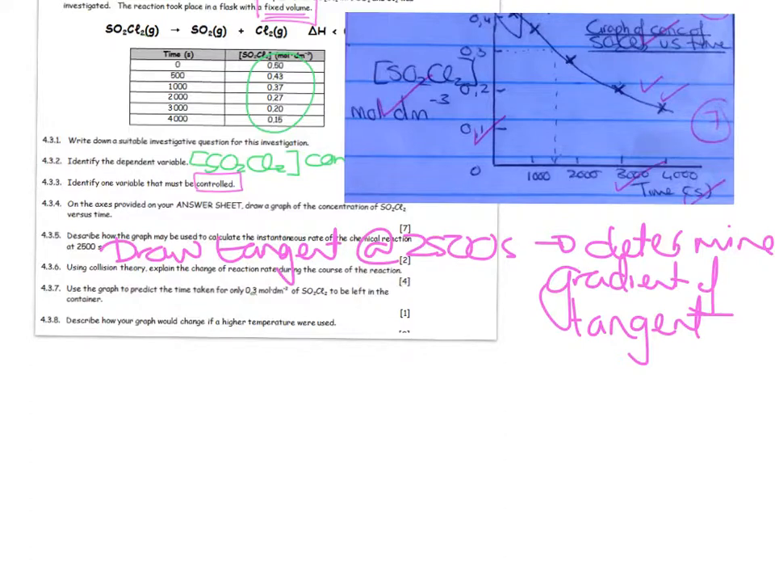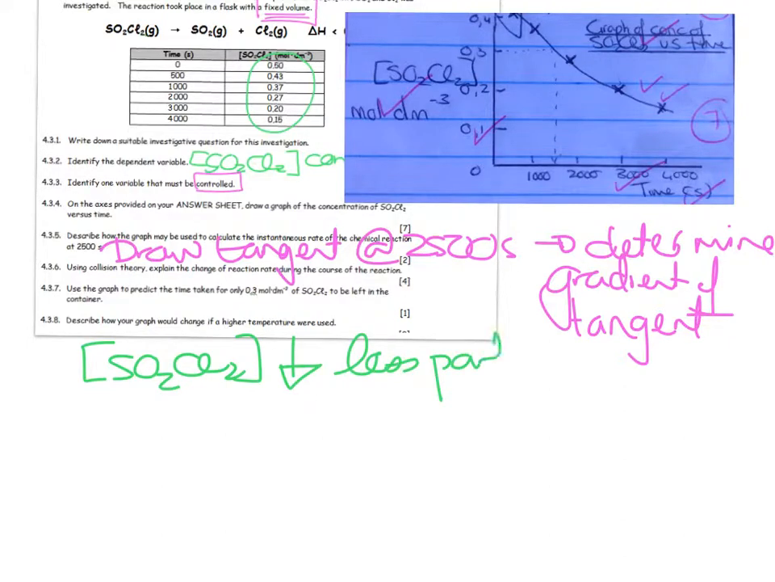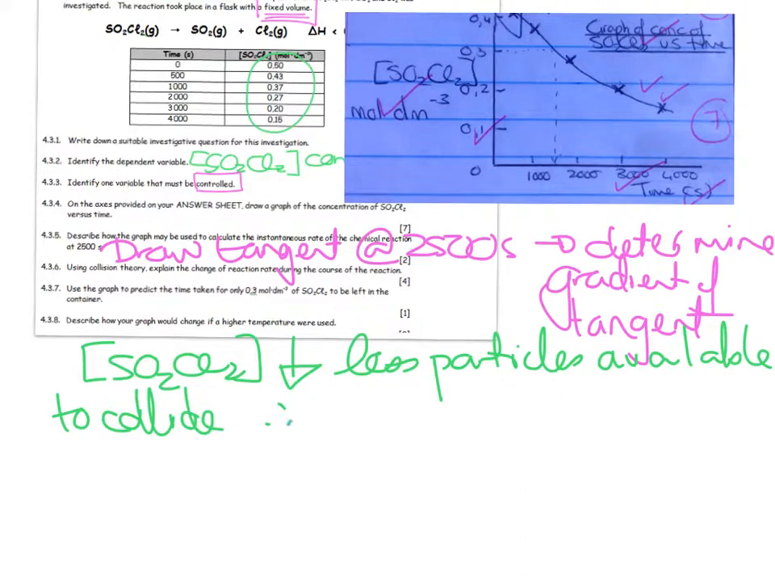As the concentration of SO2Cl2 decreases, there are less particles available to collide. Therefore, rate decreases.